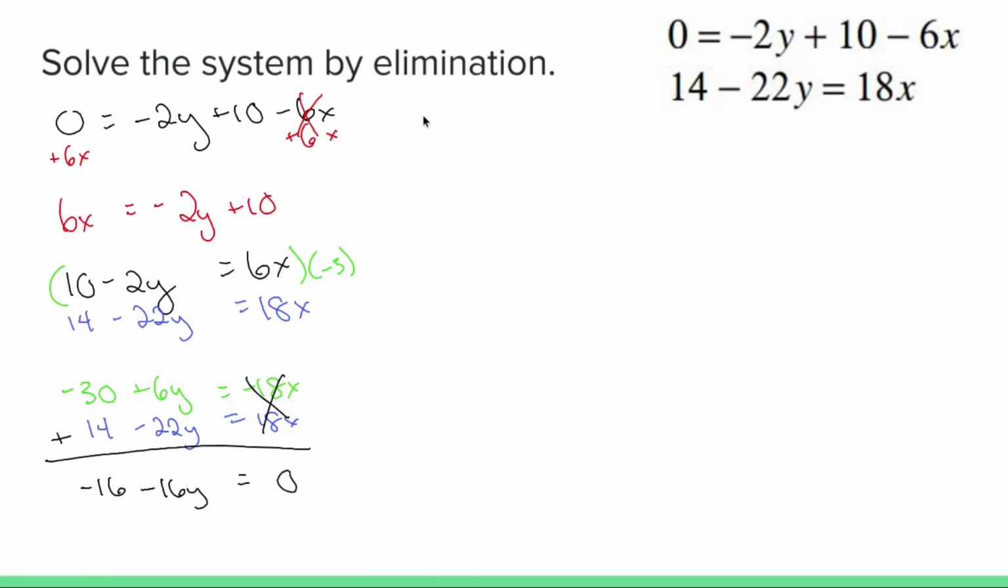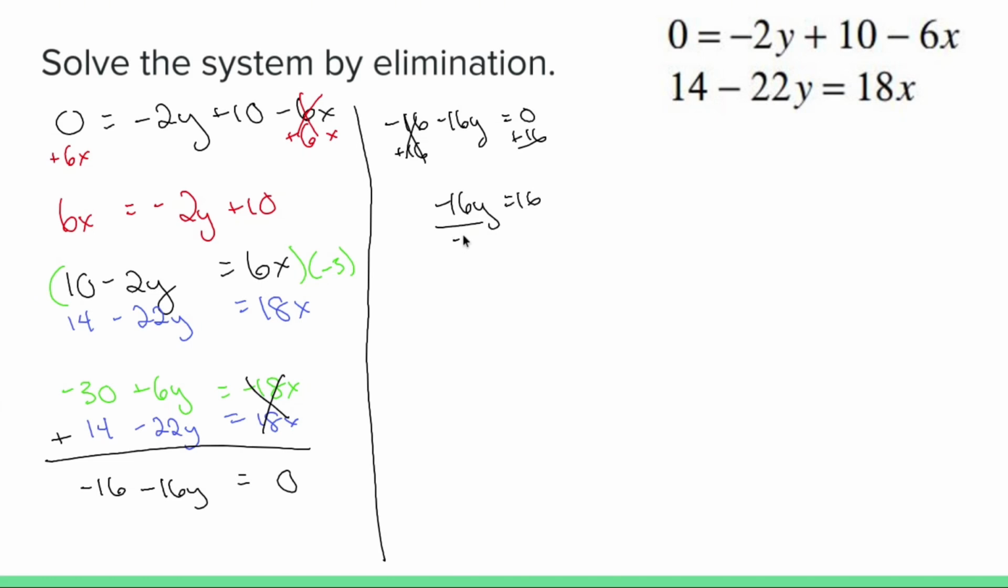Let's write that up here. I'm just rewriting it. Negative 16 minus 16y equals 0. Let's add 16 to both sides. Negative 16y equals 16. Divide both sides by negative 16. And y will equal negative 1. All right. I have my y.